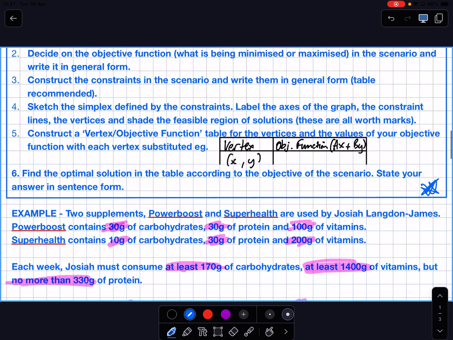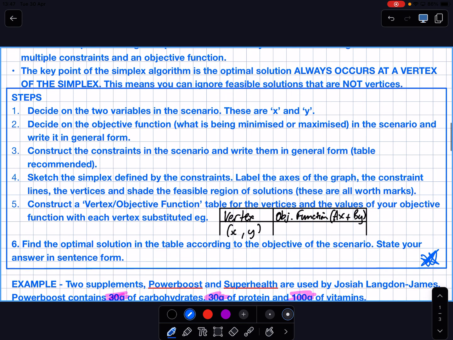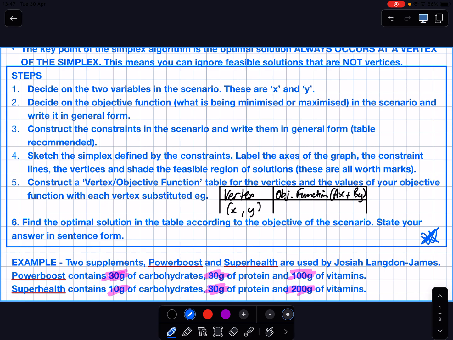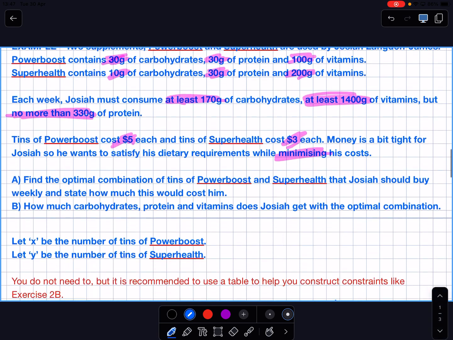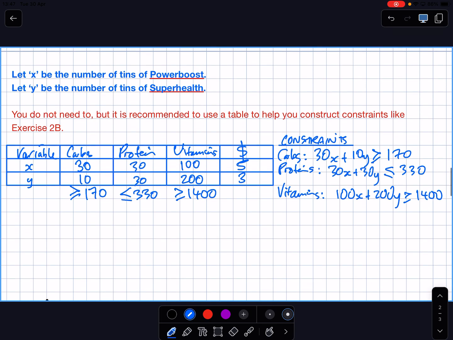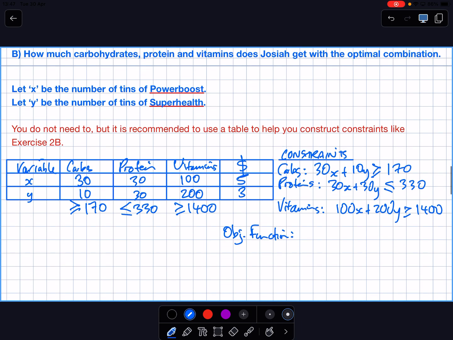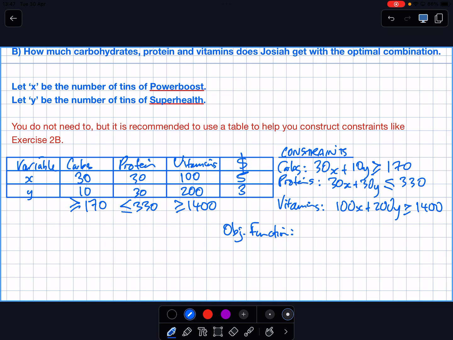What do I need to do? We haven't decided on the objective function yet. What am I minimizing or maximizing? The cost. So the objective function is going to be, how much does a Power Boost cost? 5x plus 3y. And you don't have any equals to, because you don't know what it equals. I'm just trying to make it as small as possible. So an objective function looks like this. It doesn't equal anything.